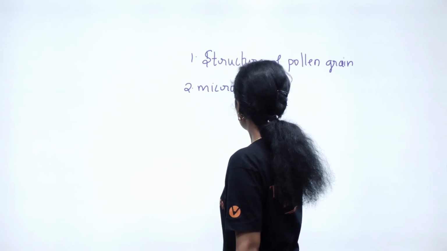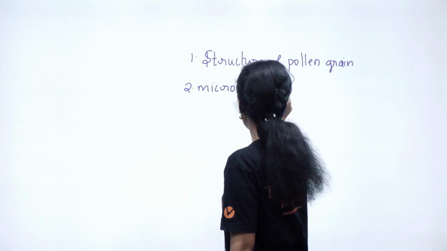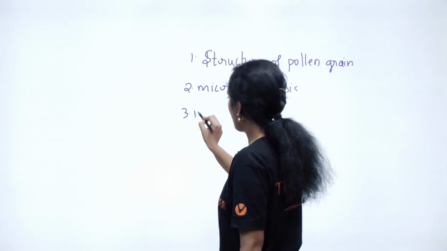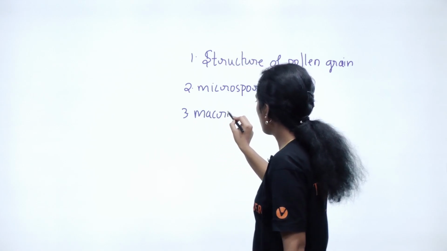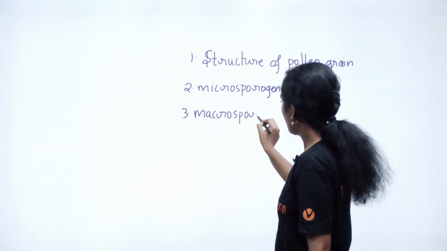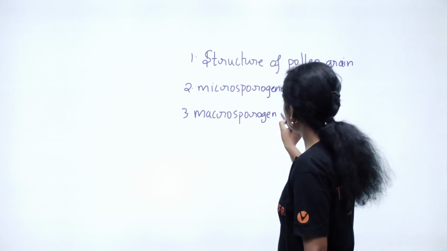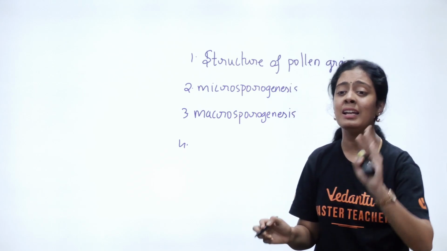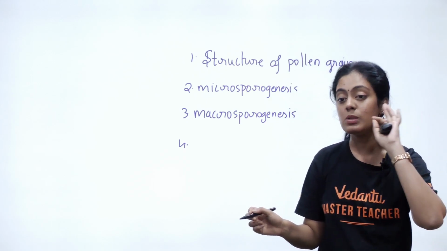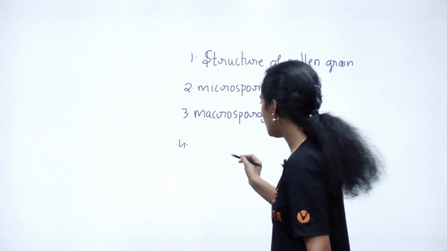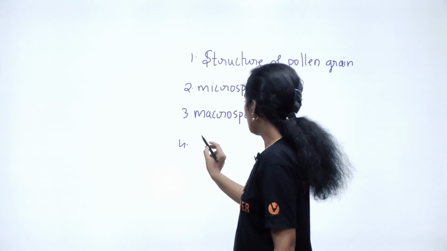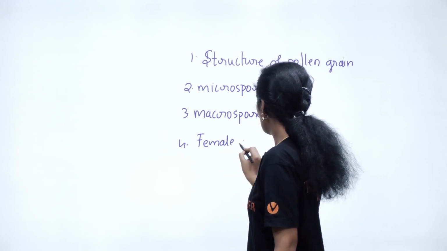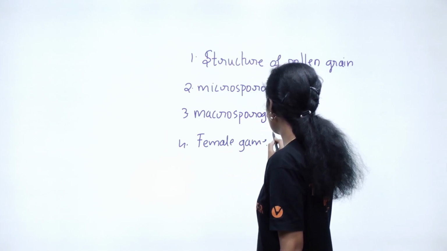Next you have microsporogenesis. Next you have macrosporogenesis. Then you have structure of embryo sac. Everything requires a diagram. In this chapter, there are very few answers without a diagram. Then you have your female gametophyte or your embryo sac.